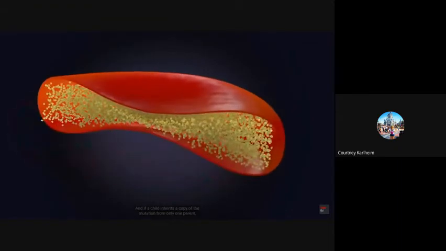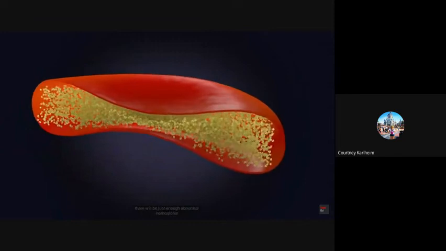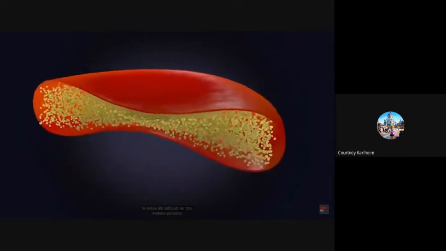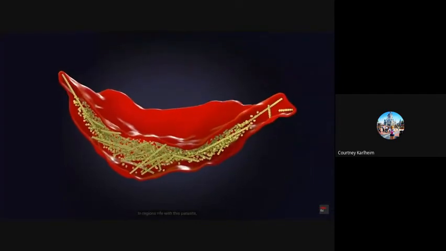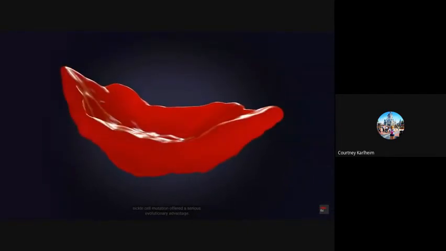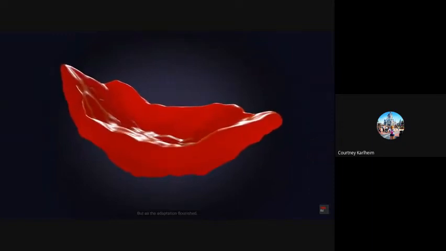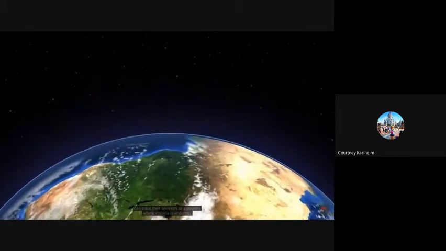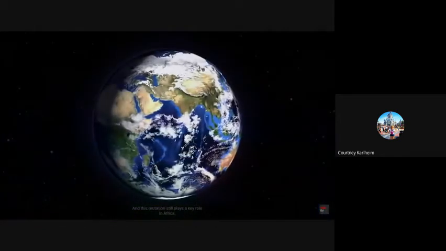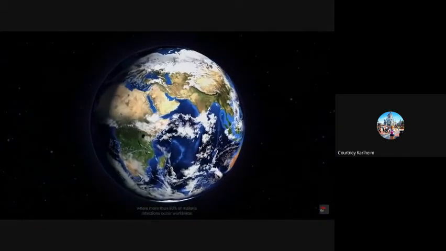And if a child inherits a copy of the mutation from only one parent, there will be just enough abnormal hemoglobin to make life difficult for the malaria parasite, while most of their red blood cells retain their normal shape and function. In regions rife with this parasite, the sickle cell mutation offered a serious evolutionary advantage. But as the adaptation flourished, it became clear that inheriting the mutation from both parents resulted in sickle cell anemia. Today, most people with sickle cell disease can trace their ancestry to a country where malaria is endemic. And this mutation still plays a key role in Africa, where more than 90% of malaria infections occur worldwide.